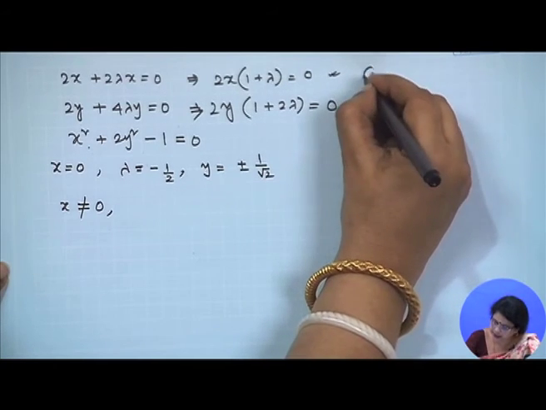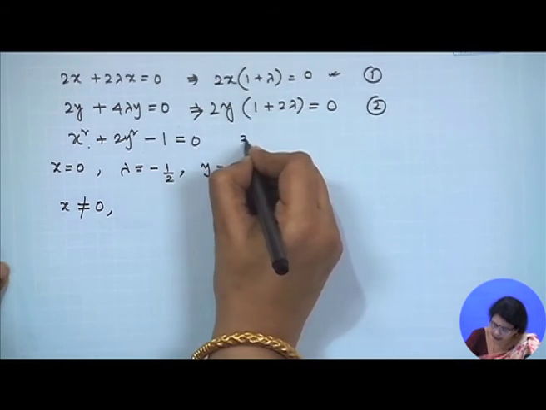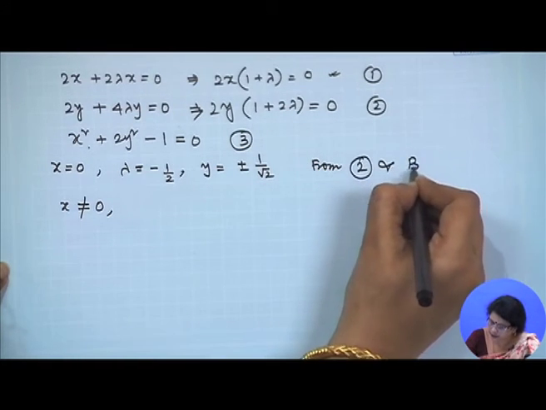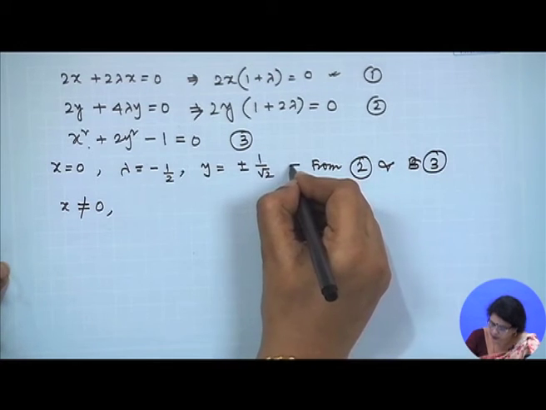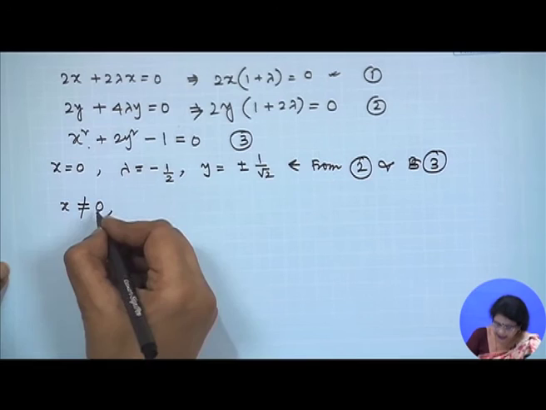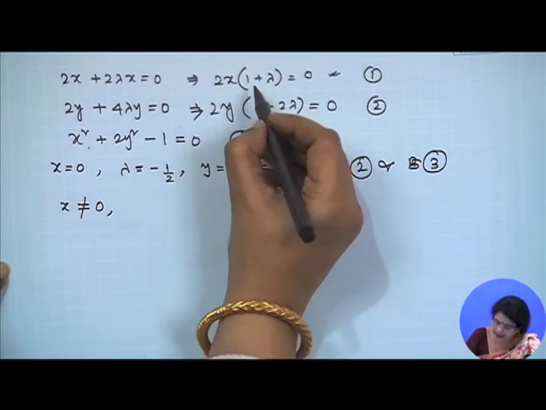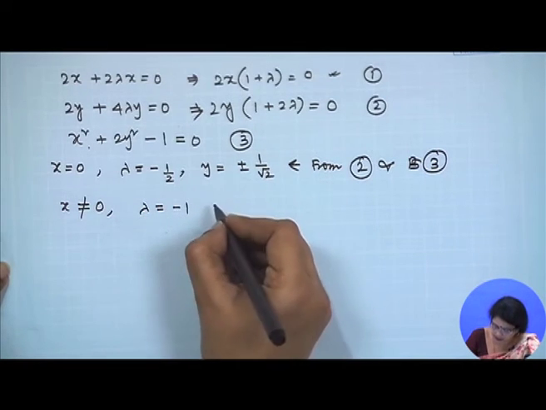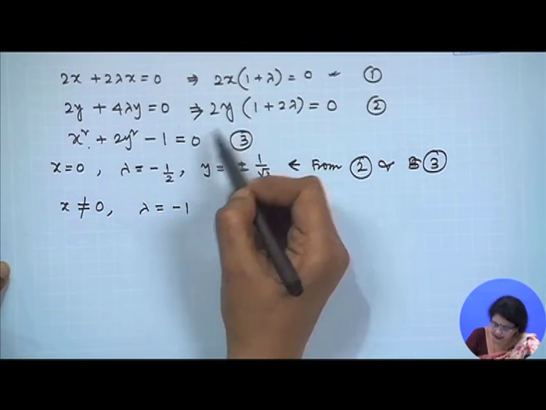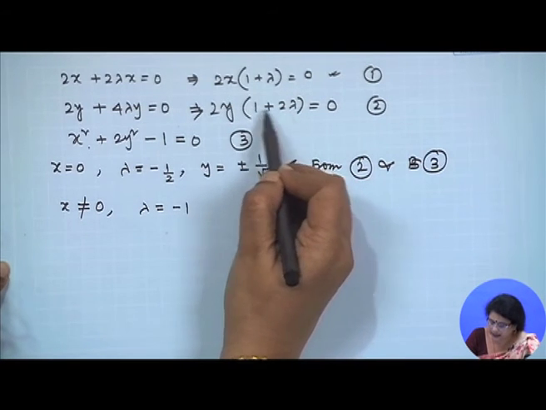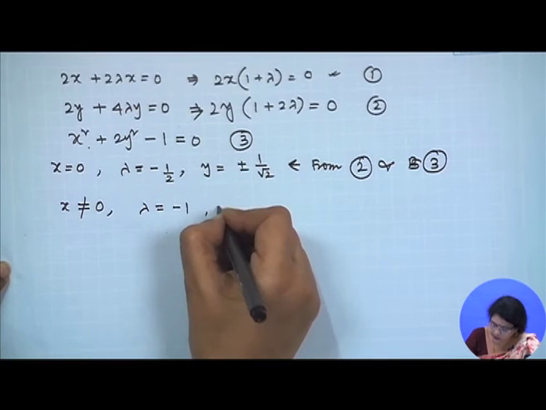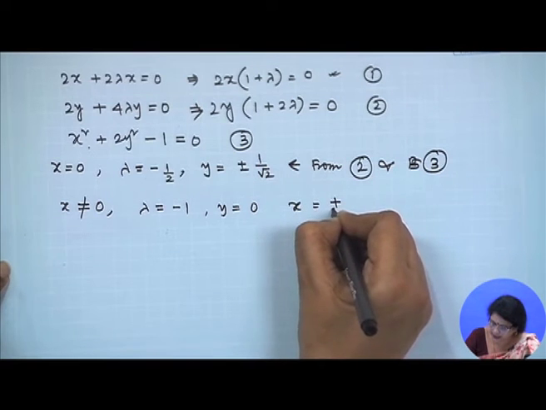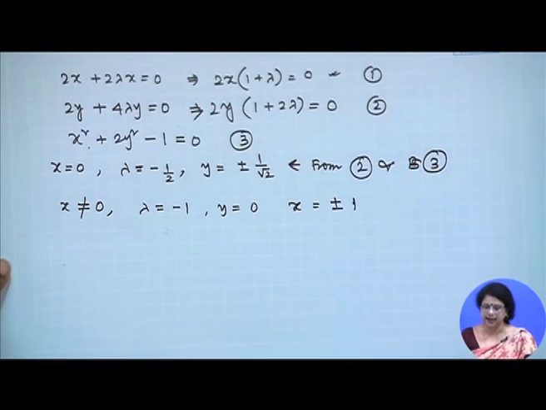This we are getting if we just consider equations 1, 2 and 3; from 2 and 3 we get these conditions. And if x is not equal to 0, then 1 plus lambda must be equal to 0. That is why we are getting lambda is equal to minus 1, and from here we get y is equal to 0. If y is equal to 0, then x would be plus minus 1. That is the condition.